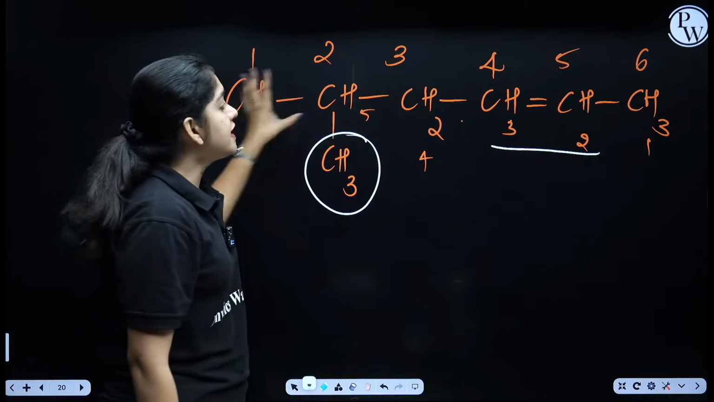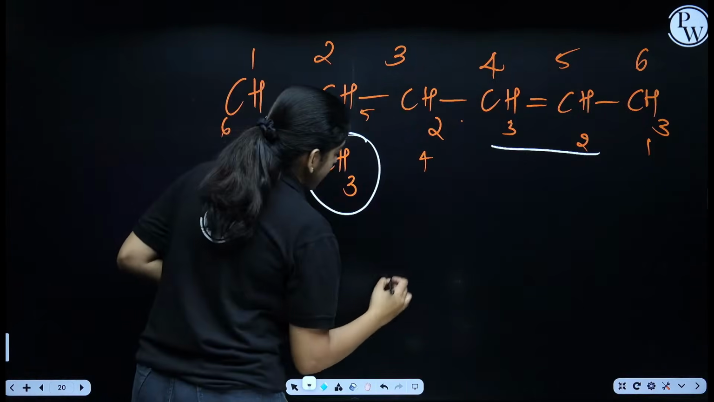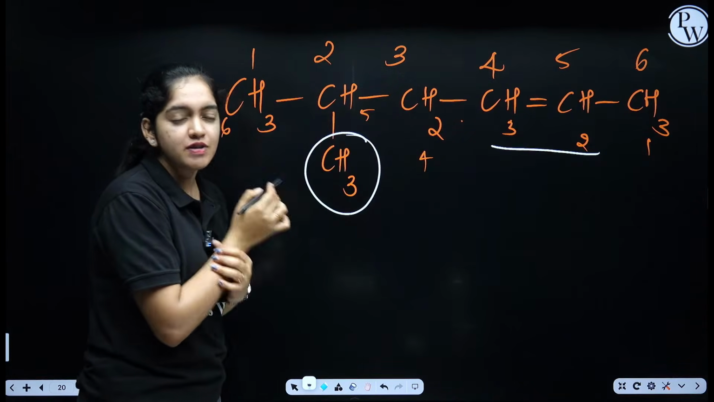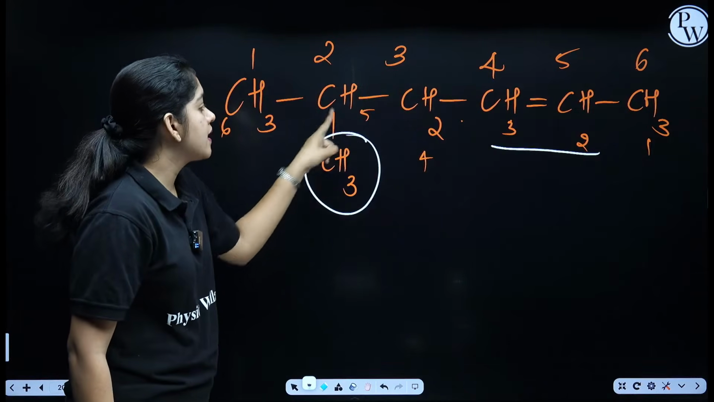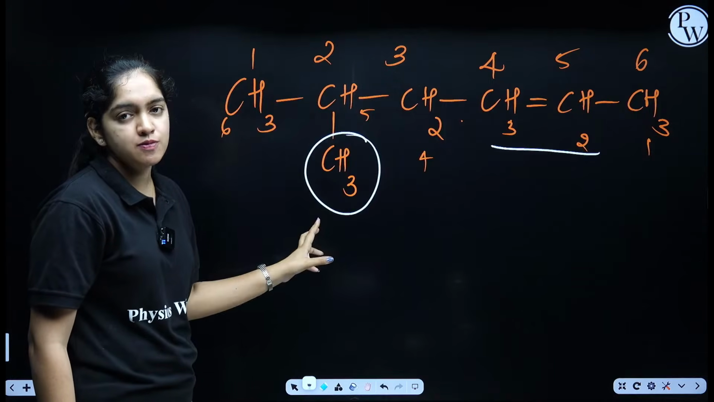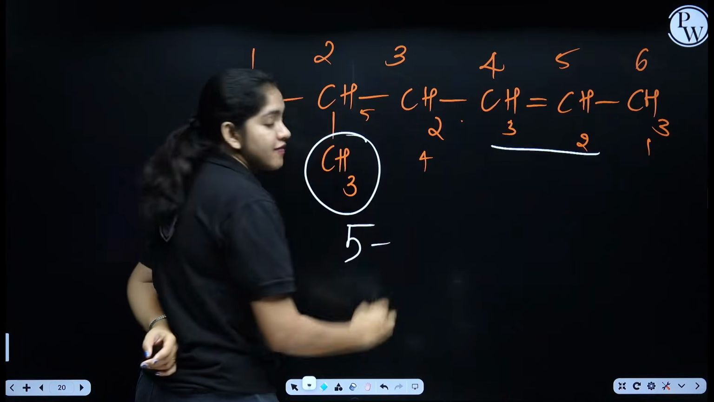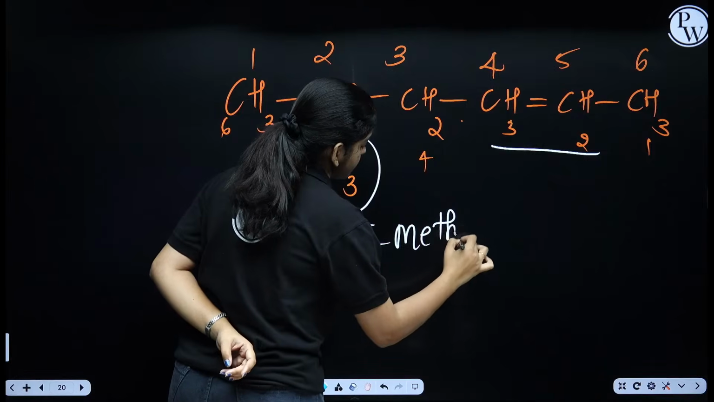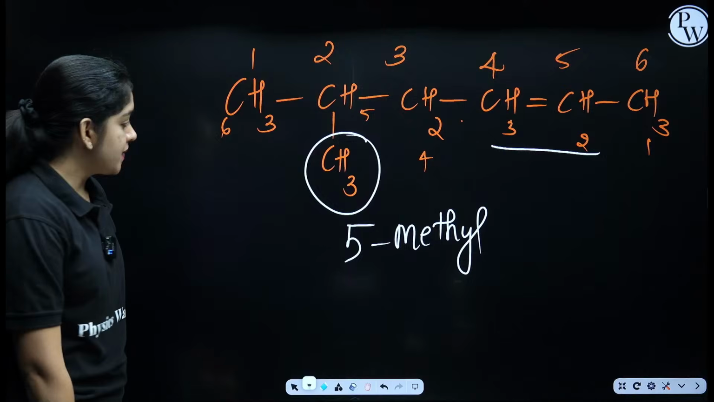Now, the parent will be 6. 6 is the parent chain. So, we are going to write. First, we want to mention the branch. If branch is there, we should write the name of the branch first. At 5th position, a branch is coming. Which is the branch here? CH3 group. CH3 group name is what? A methyl group. So, 5, give a hyphen, then write 5 methyl. That's over.